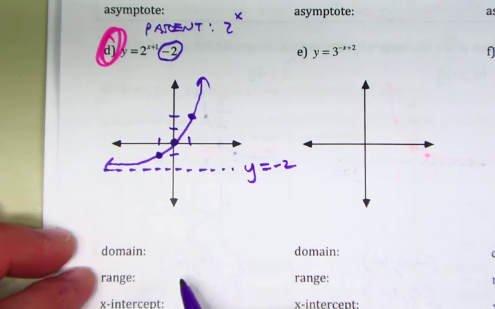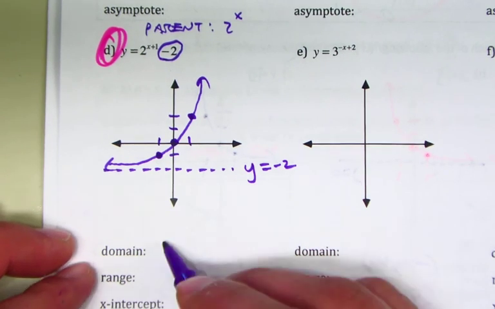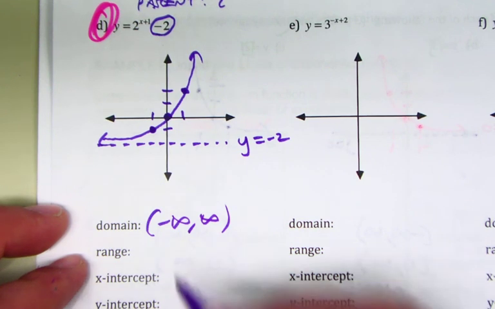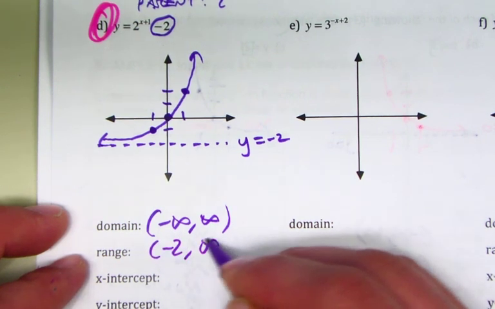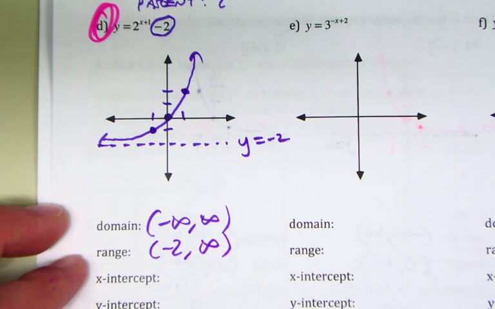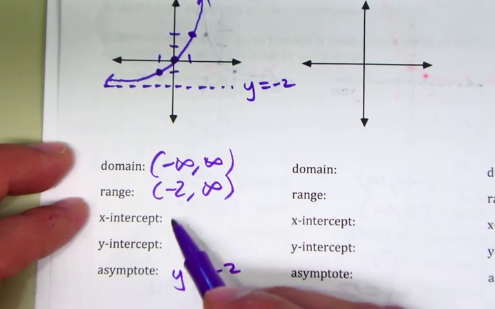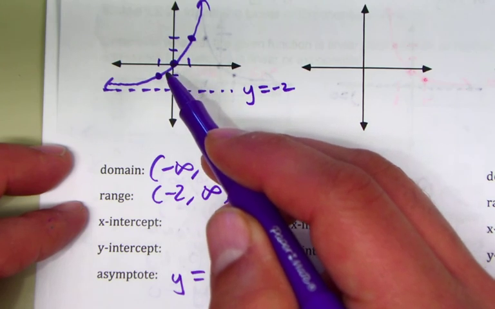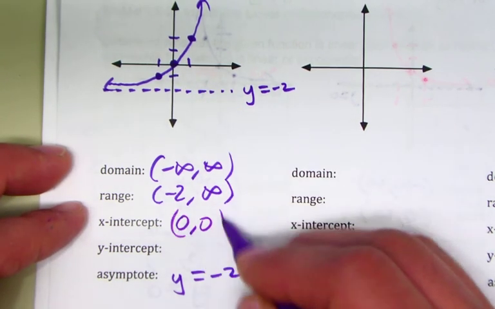So what's the domain? All real numbers still. What's the range? Careful. No, -2. Yeah. It shifts down, so now instead of 0 to infinity, it's -2 to infinity. Now this is kind of nice. Oh, but I'll just fill this in too. That's y equals -2. This is kind of nice because we can see this x-intercept. It's really easy, it's just 0, 0, okay?